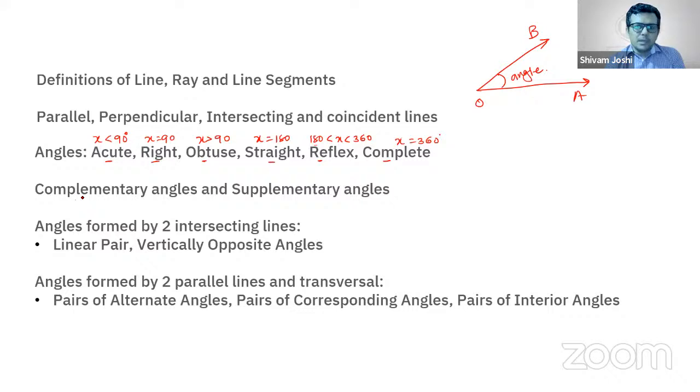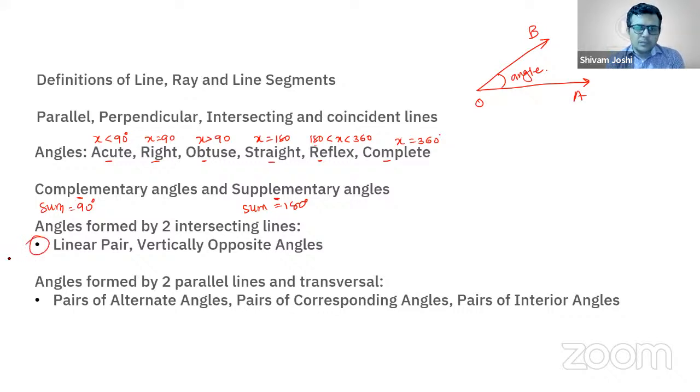What about complementary and supplementary angles? For complementary angles, the sum should be equal to 90 degrees. For supplementary angles, the summation should be equal to 180 degrees. All this is very basic stuff, and people should be familiar with this.